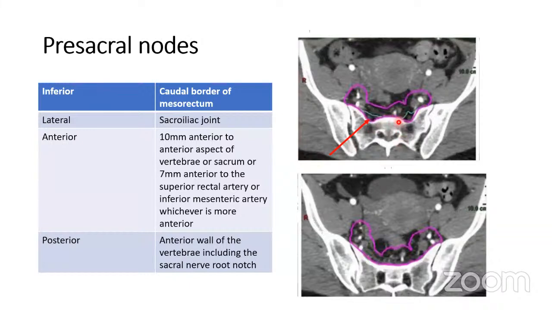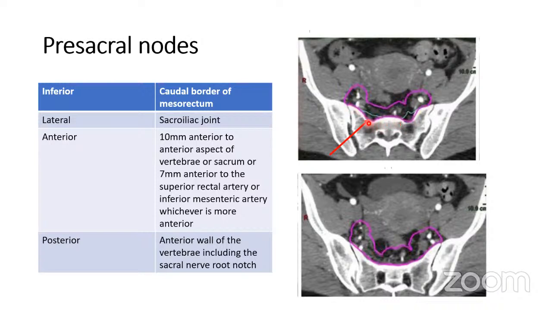In the region of the superior rectal artery or the inferior mesenteric artery, make sure your volume is just 7 mm anterior to it. Whichever is more anterior, you can use that as the anterior border of this volume. Posteriorly, you can see this is the sacrum, the bone, so it should be limited by the bone.